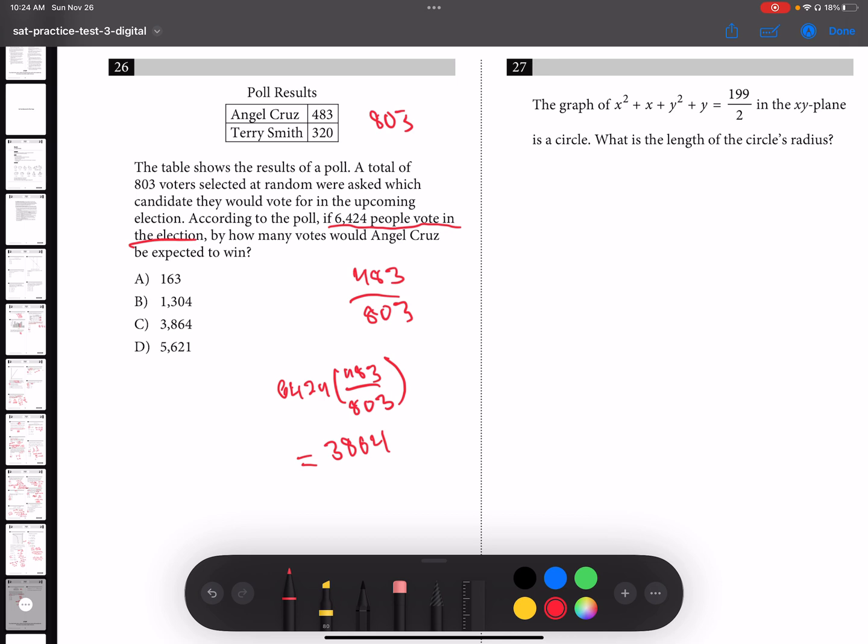And now we subtract that from this. We're left with 2560, and then we subtract that from this number, 3864 minus 2560, and we'll get 1304, so our answer would be B.